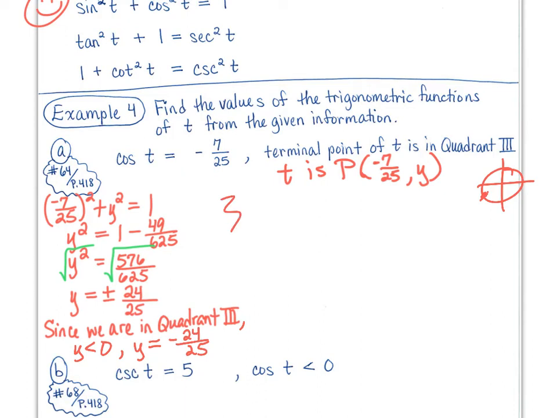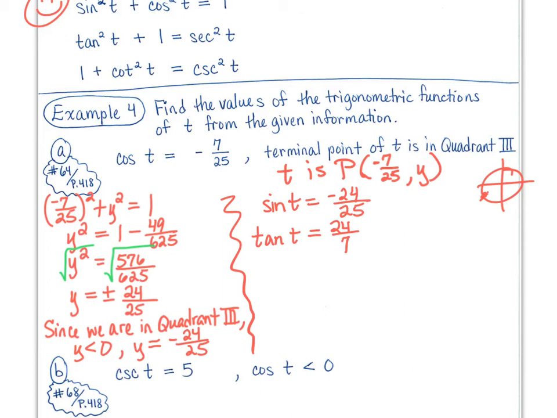So now we can write out our 6 functions. We already know cosine of t. We just found sine of t. That's equal to negative 24 over 25. What's tangent of t? 24 over 7. Good. Remember, you take sine and divide it by cosine, and then you get 24 over 7 because your denominator cancels with this.